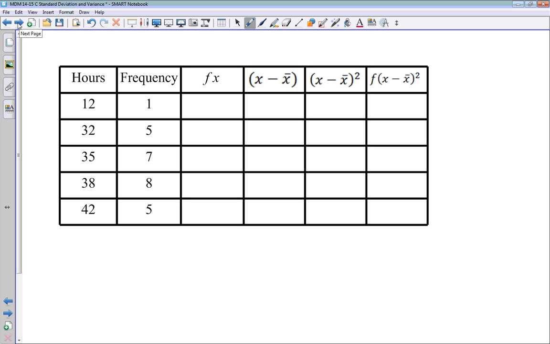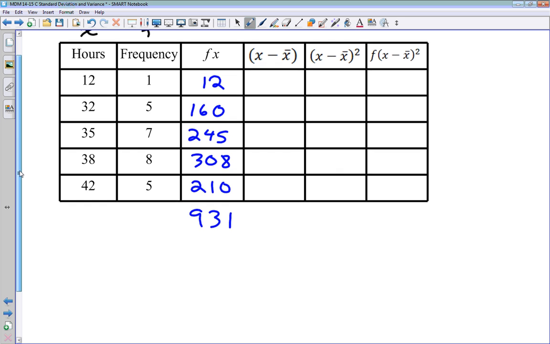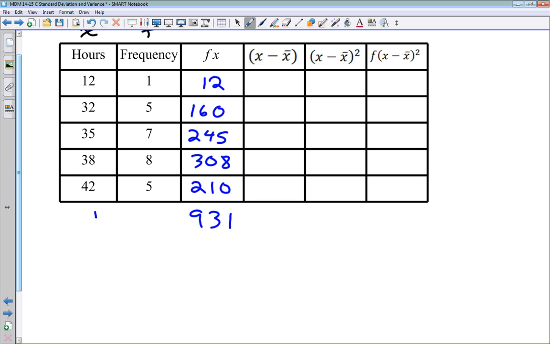So here we've got our hours, these are our X values, and our frequency values. First thing we want to do is multiply each value of X by the frequency. So we're going to do 1 times 12 is 12, 5 times 32 is 160, 35 times 7 gives us 245, 38 times 8 gives us 308, and 42 times 5 gives us 210. The total of all those frequencies times x's, let's just write it down here at the bottom, 931. Now we want to figure out the number of things that we're interested in. That's going to be the sum total of all of our frequencies. So 1 plus 5 plus 7 plus 8 plus 5 gives us 26.